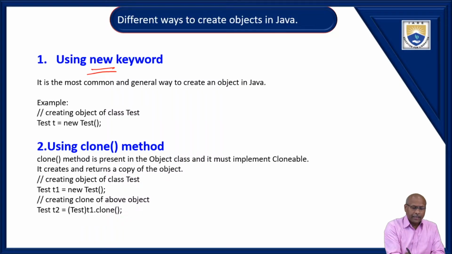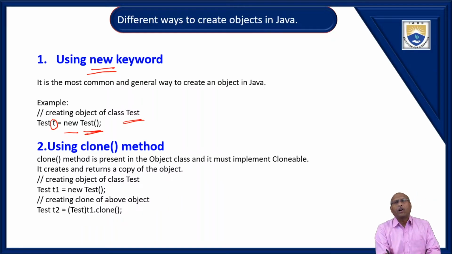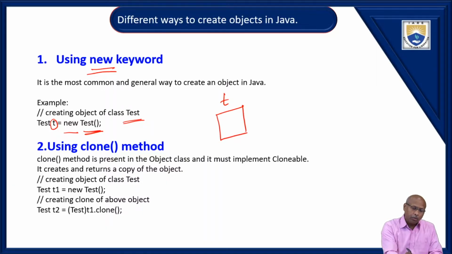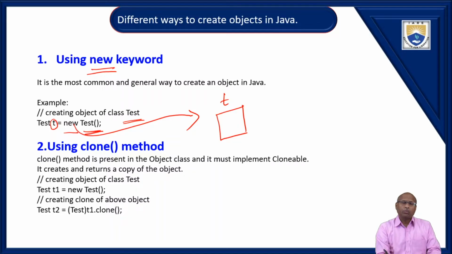For example, there is a class called Test and I want to create an object of Test. So I can write new followed by the constructor. Then automatically one object is created. Now here T is the object of class Test. So to create the object, I have used the new keyword. Most of the time in the exam they may ask a question: what are the different ways you know to create an object? Then you can say using the new operator I can create an object.